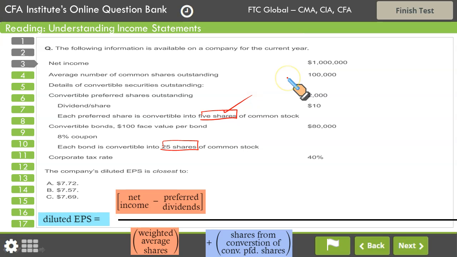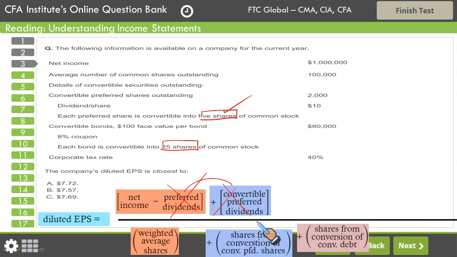Since when these preferred stocks are converted, we will no longer be required to pay the preferred stock dividend, we will have to add it back. Convertible preferred stock dividend needs to be added, which means this will be cancelled out with these two same numbers, 1 in plus, 1 in minus. Right? Then shares from conversion of convertible debt.